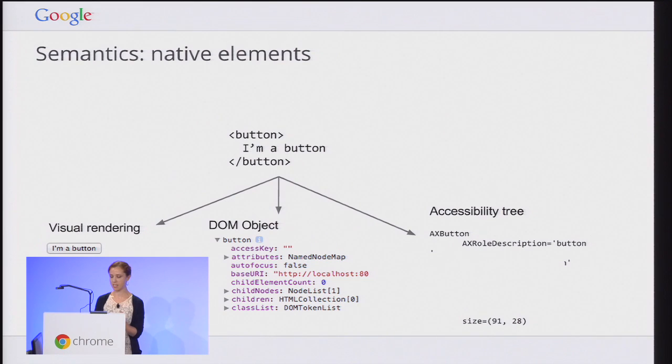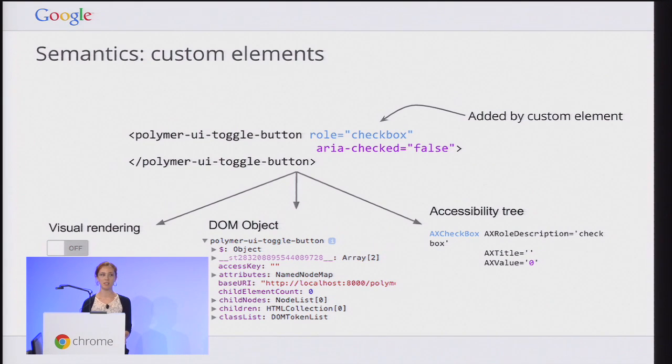Here we have a native button. And as we saw in the Polymer talk yesterday, this comes out looking like a button. It comes with a JavaScript DOM object, which allows you to access all the attributes you would expect for a button. It also comes with an accessibility tree, which is mangled because reasons, that tells the screen reader that there's a button, and it has a pressed state, and so on.